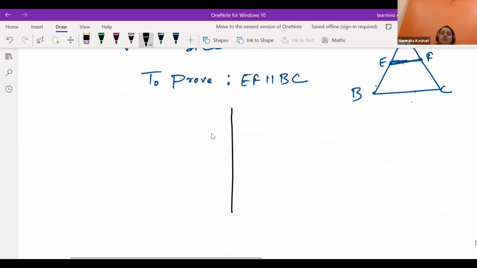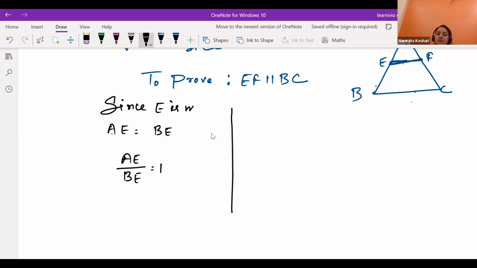E is the midpoint. We know that E is the midpoint, so AE is equal to EB. That means AE by EB is equal to 1. Yes or no? Similarly, F is also the midpoint. So AF over FC is 1. One by one, you can write, it's the same thing.